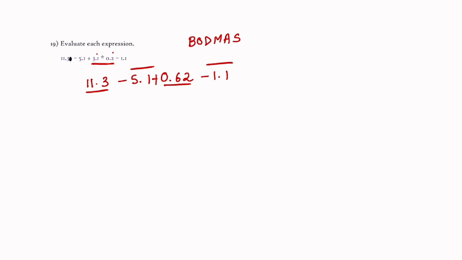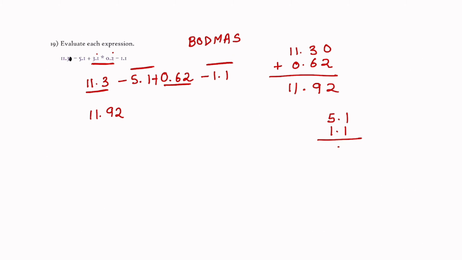I'm going to combine first positives. 11.3 plus 0.62. I can write 0 here. So that's 2, 9, and 11. 11.92. The negative ones, I'm going to combine them, 5.1 and 1.1, that is 2 here and 6 here, 6.2 with a negative sign here. Simple. And we subtract this now.